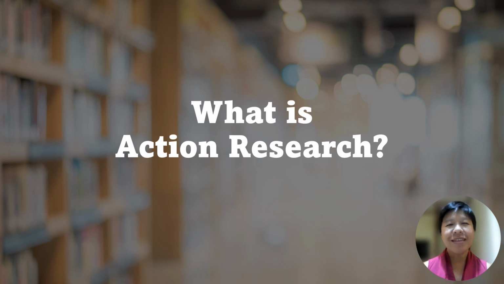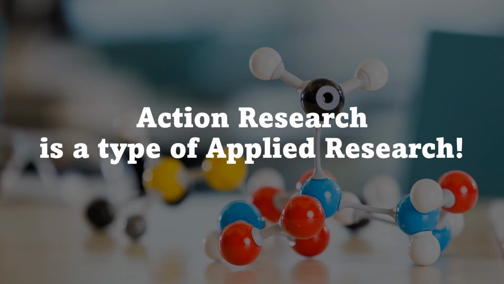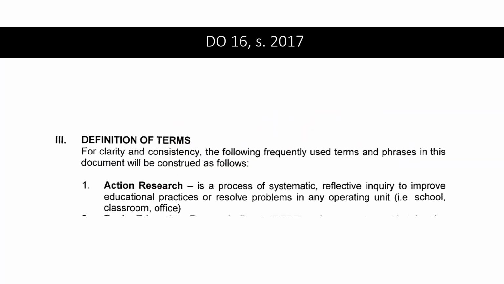So far, we've been talking about basic research and applied research. Now, what about action research? Action research is a type of applied research. DepEd Order Number 16, Series of 2017, defines action research as a process of systematic, reflective inquiry to improve educational practices or resolve problems in any operating unit such as a school, classroom, or office.